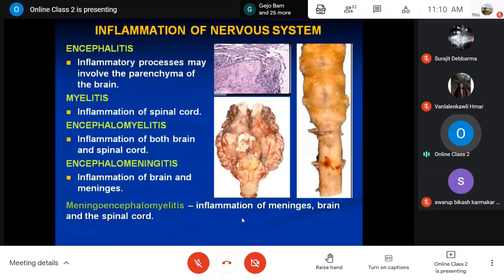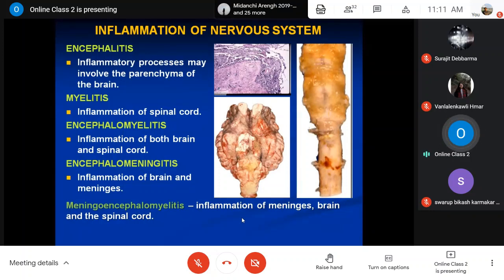So first one is encephalitis, that is inflammation of the brain, involving the whole parenchyma of the brain. Then next is myelitis, when the inflammation is restricted to the spinal cord, that is, only the spinal cord is showing inflammation. When both brain and spinal cord are inflamed, then it is known as encephalomyelitis.